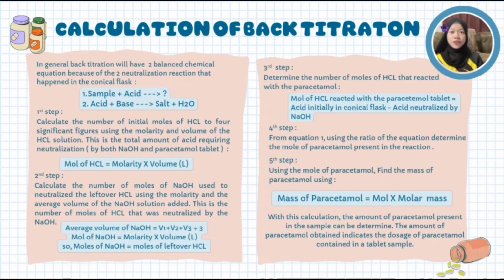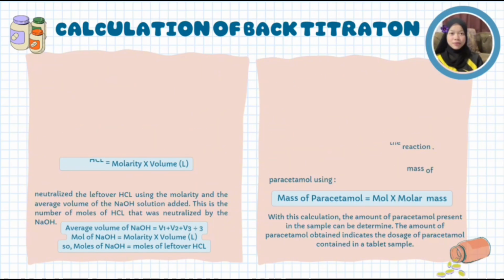The last step, which is the fifth step, is using the moles of paracetamol, find the mass of paracetamol by multiplying the moles and the molar mass of the paracetamol. With this calculation, the amount of paracetamol present in the sample can be determined. The amount of paracetamol obtained indicates the dosage of paracetamol contained in a tablet sample.